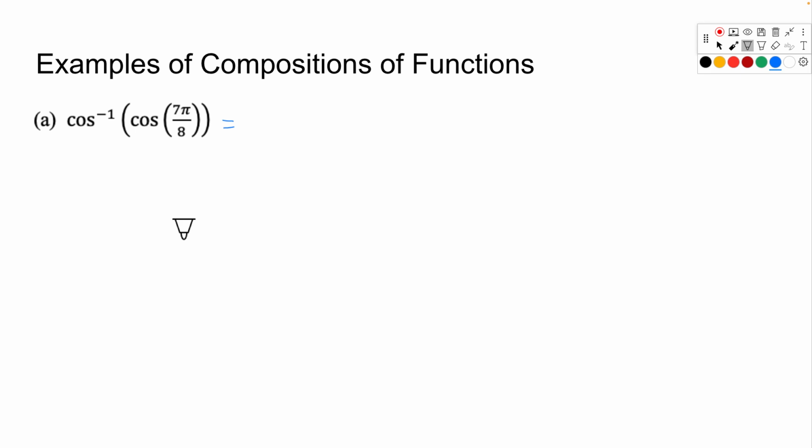Oh, we can't do it. It's not on the unit circle. I see why they did it the way they did in the notes. So we wouldn't be able to know exactly what that is. But is 7 pi over 8 within the domain of the inverse function? I mean, is it within the range?